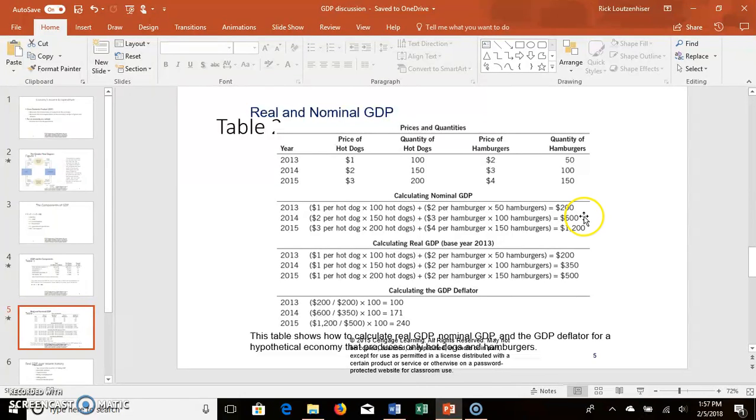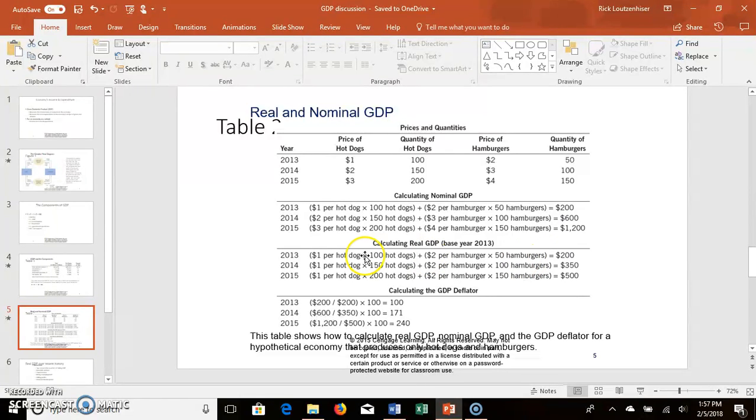And then the next year it ends up being $600 because the price of hot dogs increased from $1 to $2, the price of hamburgers increased from $2 to $3, and you multiply it out and you get $600. And then again another price increase in 2015, and more hot dogs and more hamburgers being sold, you end up with $1,200 for your nominal GDP.